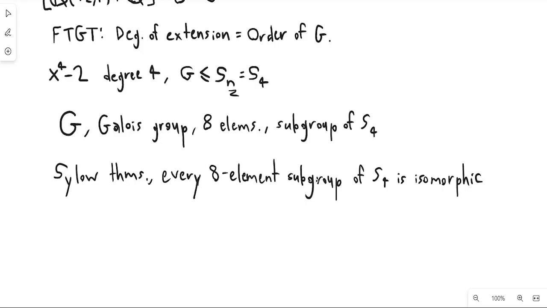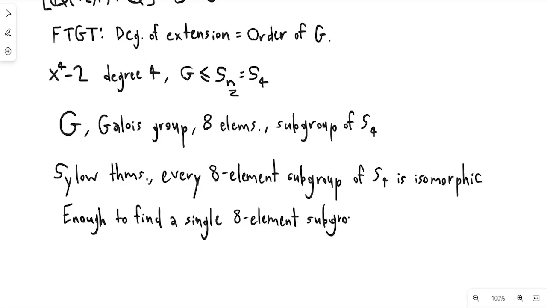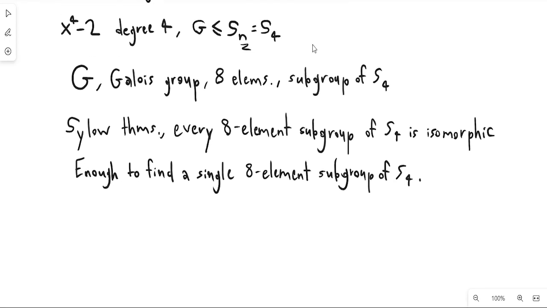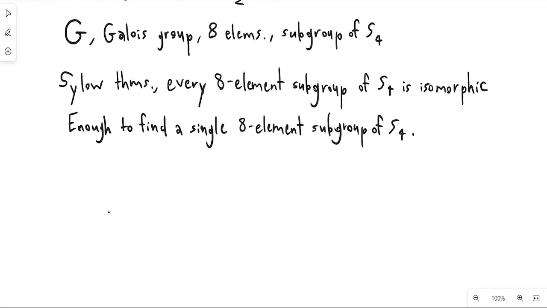So I'll post a link to an article where that's explained in more detail. But basically every 8-element subgroup of S4 is isomorphic, so it's enough to find a single 8-element subgroup of S4. Okay, because if I find one 8-element subgroup of S4, all of the other 8-element subgroups will be isomorphic to that. So whatever my G is, it's an 8-element subgroup of S4, and whatever 8-element subgroup of S4 I find is going to be equal to G.